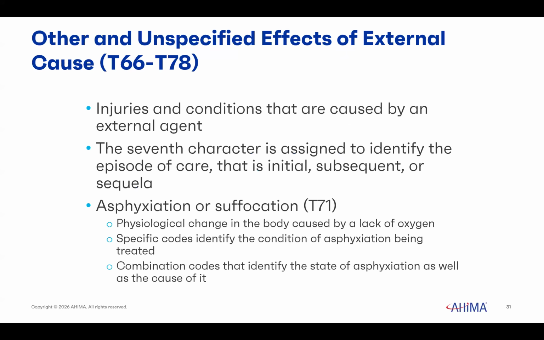Now we have other and unspecified effects of external causes. We can have injuries or conditions that are caused by these external agents, right? And this covers things like asphyxiation, right? They typically require, or I should say, always require a seventh character for the encounter type, and it may be a combination of codes.